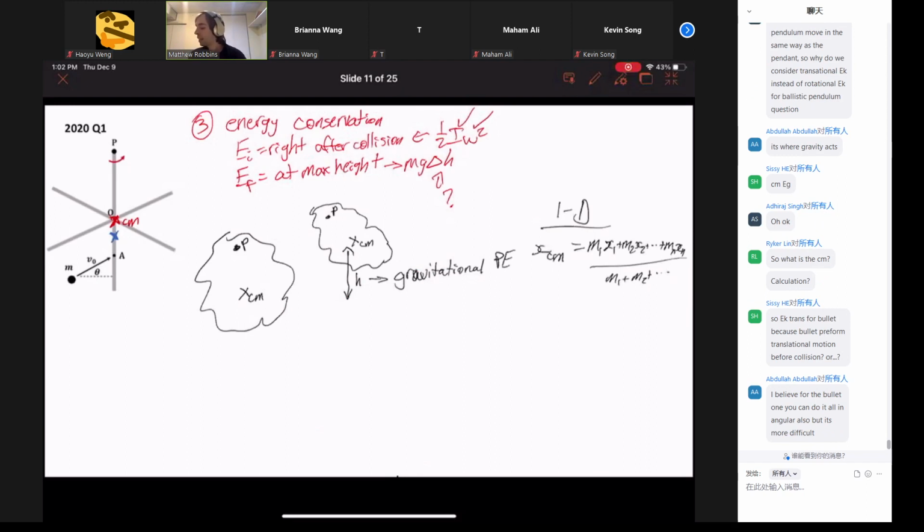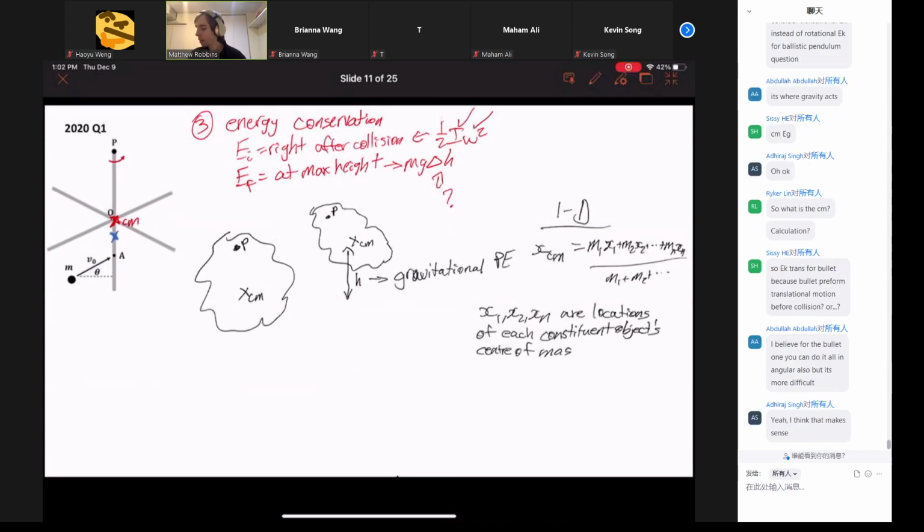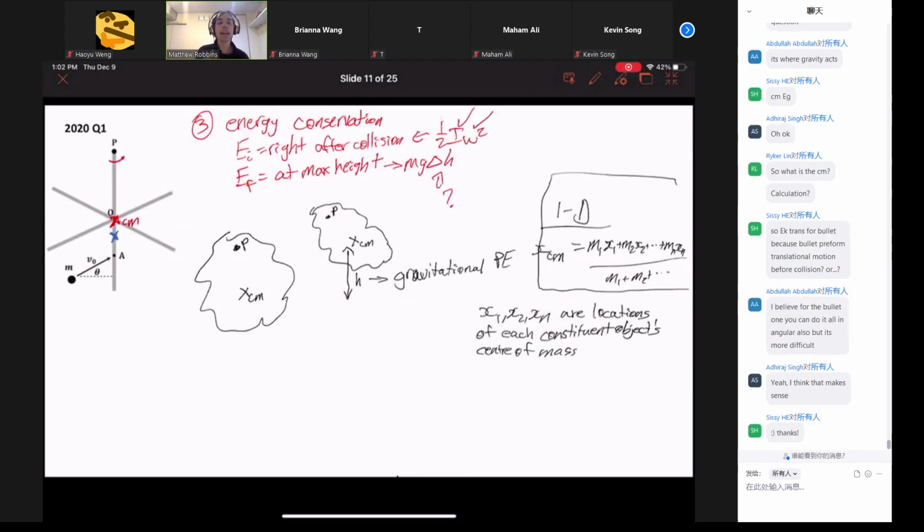So x1, x2, xn are locations of each constituent object's center of mass. What I mean by this is the center of mass formula is right here, and x1, x2, as many x's as you want, are going to be the location of each individual object's center of mass, making up your entire center of mass.